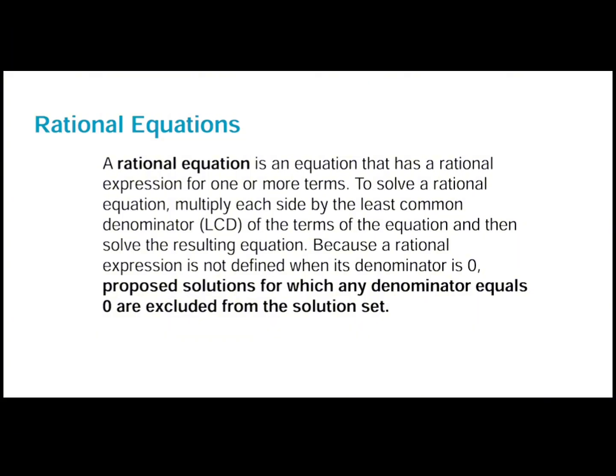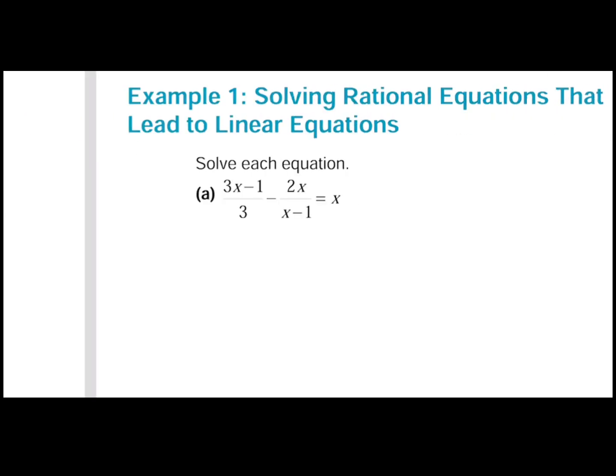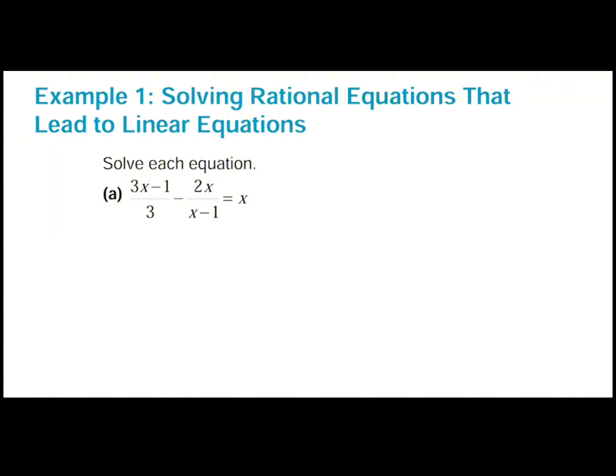Now, after we multiply and solve and we get x equal to something, then we have to go back and see if that answer makes our denominator 0. If it makes our denominator 0, then it's a no solution type deal. So there will not be an answer if that particular x makes the denominator equal to 0. So let's look at it.